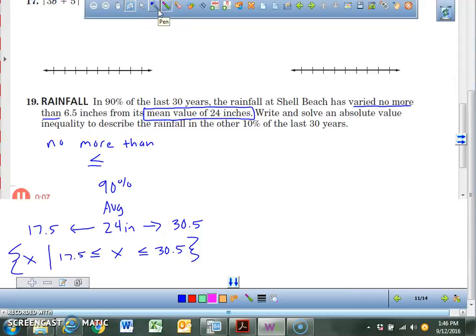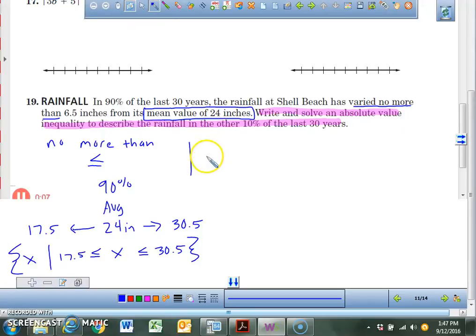But wait. It says, write and solve an absolute value inequality to describe the rainfall in the other 10%. Really? We just solved the problem. Actually, it's good though. Now you already know how much. So think about it this way. Our absolute value inequality for the 90%: we don't know what x is, it's just the rainfall. But if we take away 24, the average, whatever we have minus 24 would have to be less than or equal to 6.5.